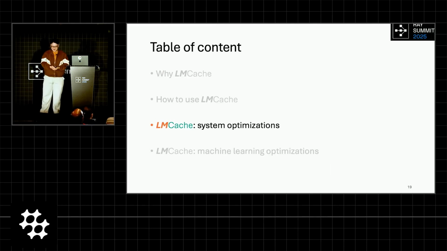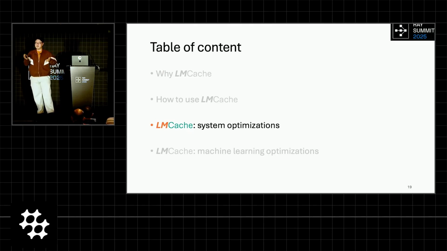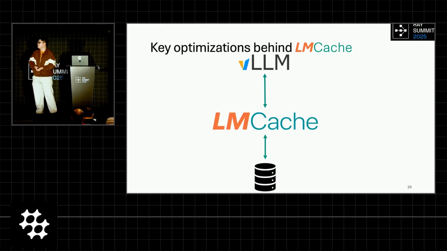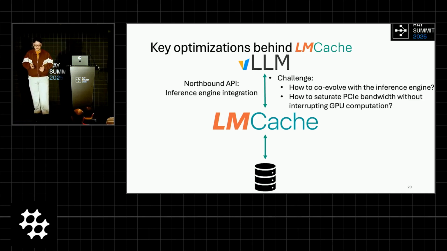OK, so let's dive into the system optimizations of LMCache. What makes LMCache such a performant open source project? Imagine that LMCache serves as a bridge between the inference engine and storage. There is a northbound API to the inference engine, and a southbound API to the storage.